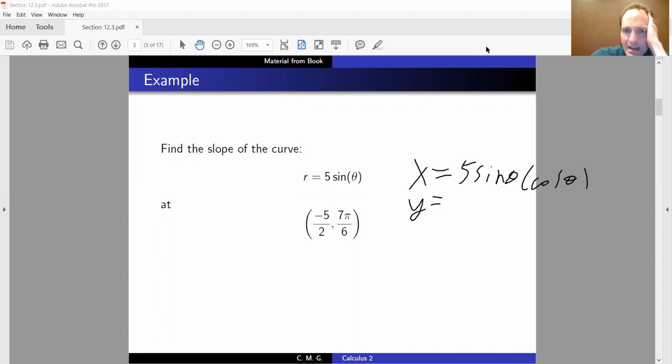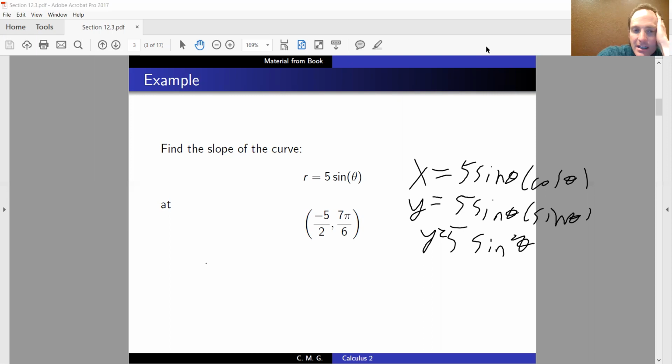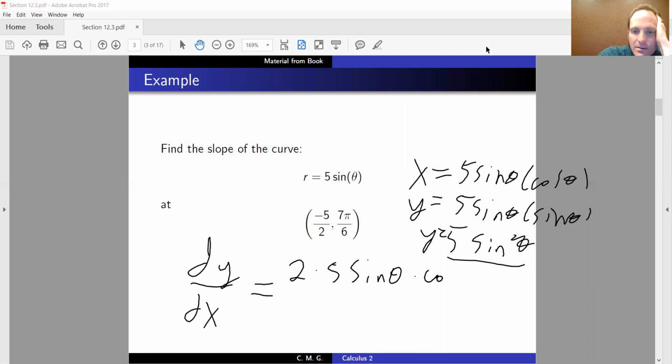And then the y is r sine theta. So I get 5 sine theta times another sine theta. Okay, so the top here, the y is just 5 sine squared theta, and that's going to be it, right? So now differentiating, I should get dy over dx. So the derivative of y, derivative of 5 sine squared theta, I get 2 times 5 sine of theta. Derivative of sine of theta is cosine of theta.